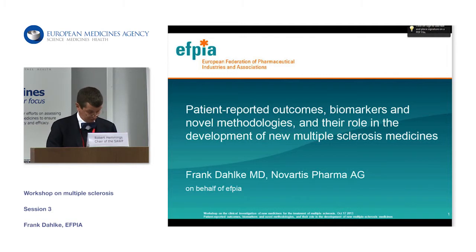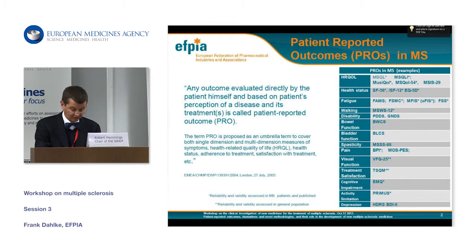So let's talk about patient-reported outcomes. And I use here a definition I found in a CHMP paper of 2005. It is any outcome evaluated directly by the patient himself and based on the patient's perception of a disease and its treatment. And you see on the right-hand side of the slide examples of instruments in that space, and you see it's a broad range which is covered.